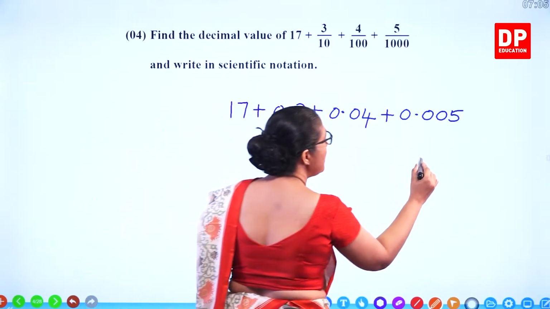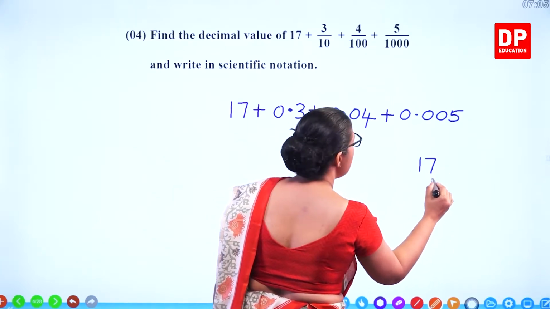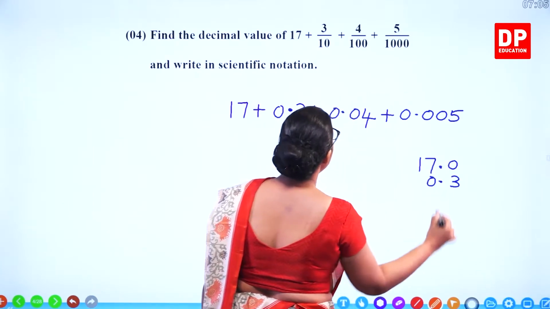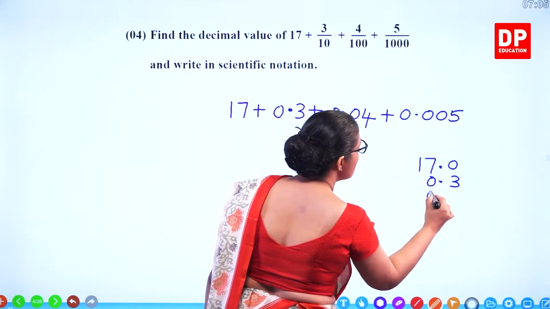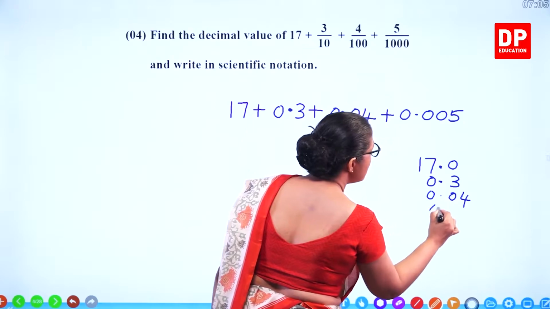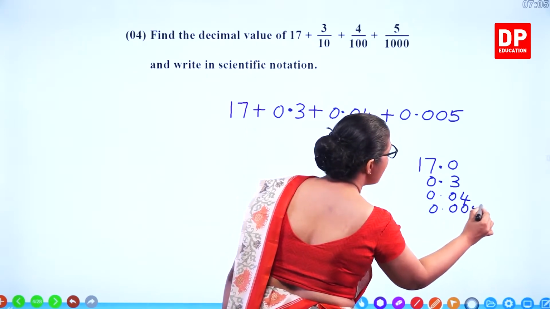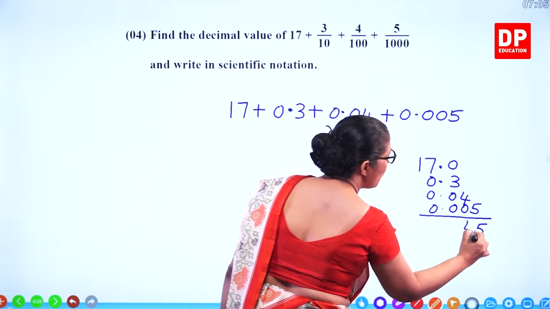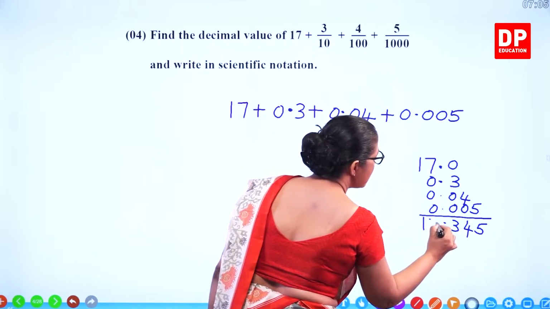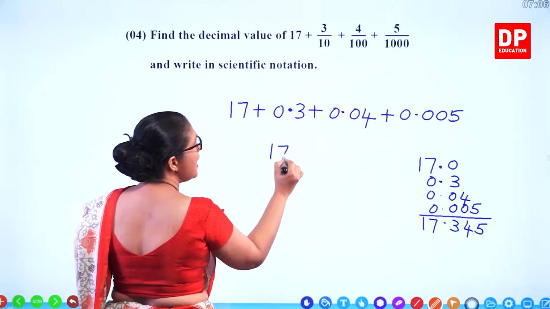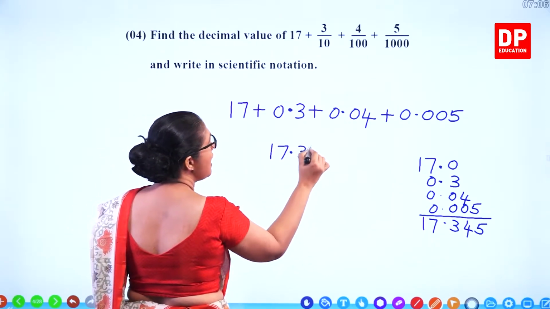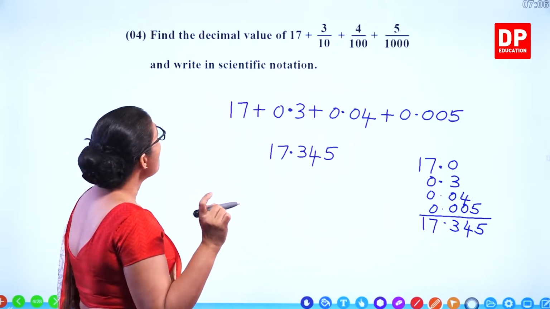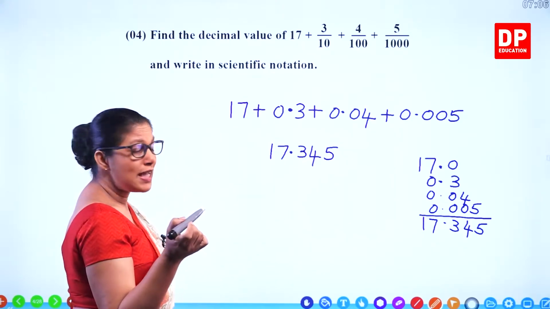So how do you add it? You have to write in a column so that the decimal point is in a column. So 0.3, 0.04, 0.005. So when you are adding, these are all zeros. So 54317. 17.345. That's the value. But how can we write this in scientific notation?